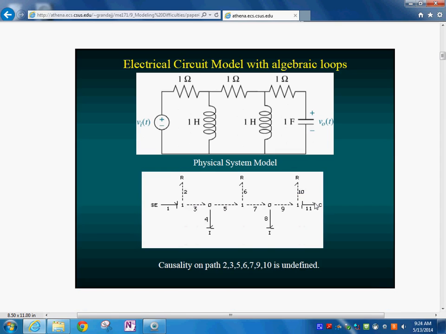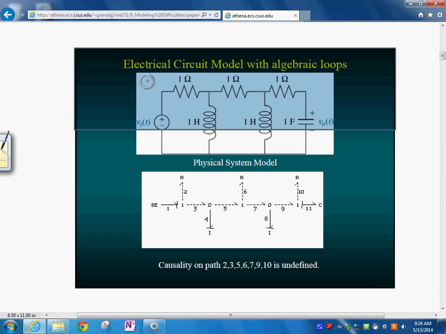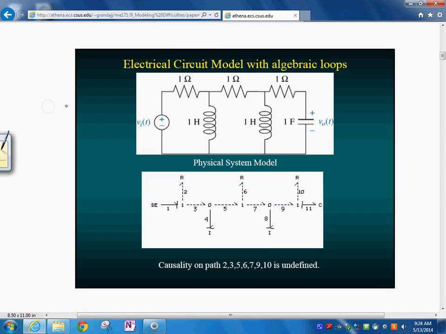And we have here an electrical circuit. If you put this electrical circuit and you create this model, you have what we have on the bottom here. So what happens is that if we look at the system here and assign the causality, you will realize that we end up with a situation where the causality does not complete.